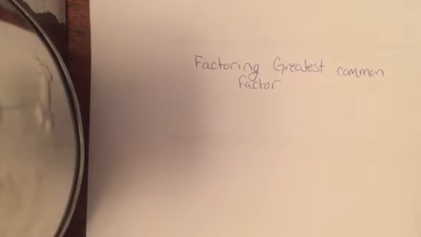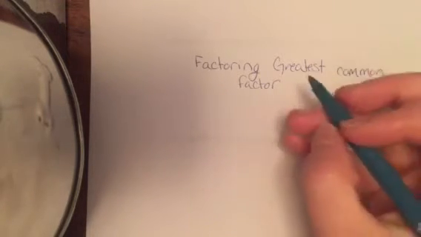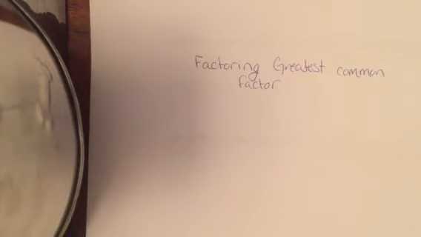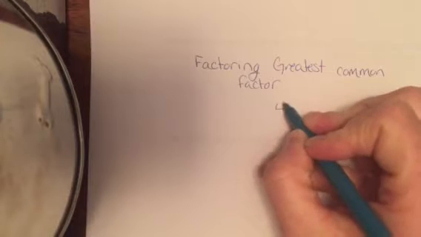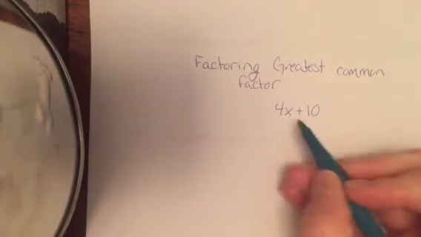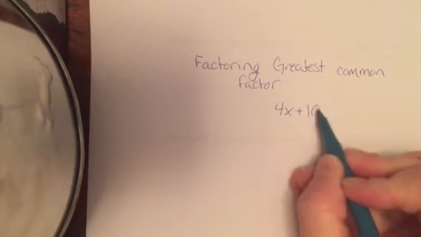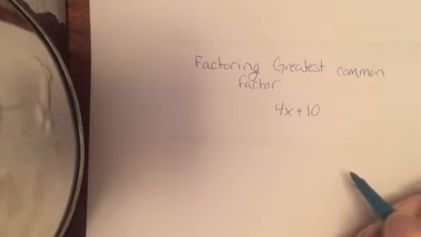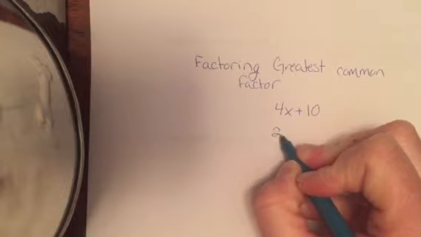All right, to factor out the greatest common factor, this is where we look at a problem and we're trying to find what monomial they could all be divided by. So for example, if I have 4x plus 10, we look and we say, what can 4x and 10 both be divided by? The largest thing that goes into both of them is 2.